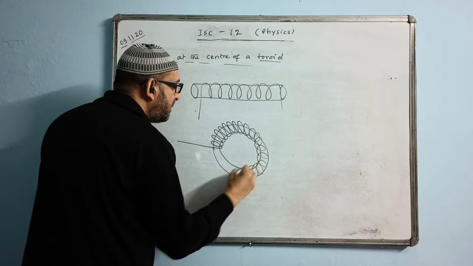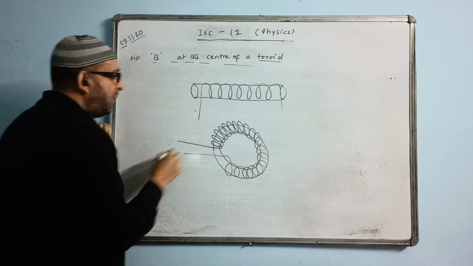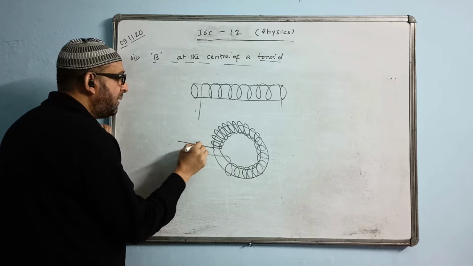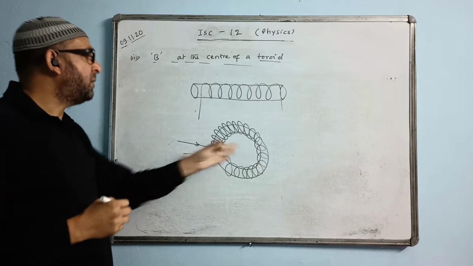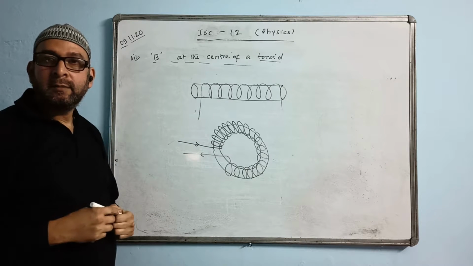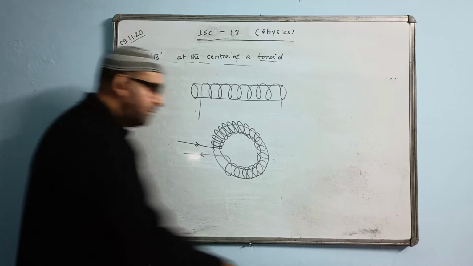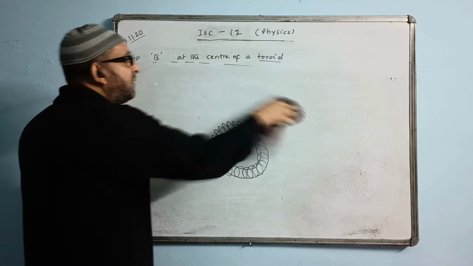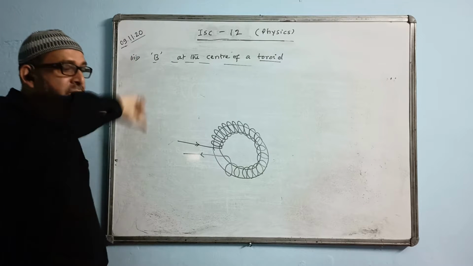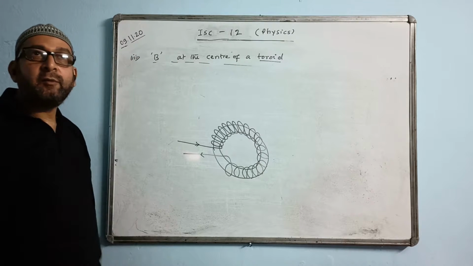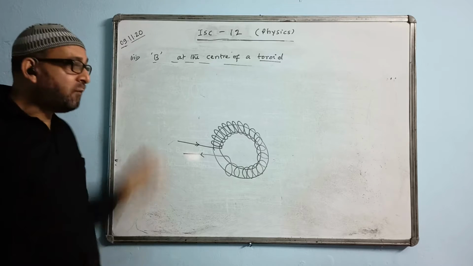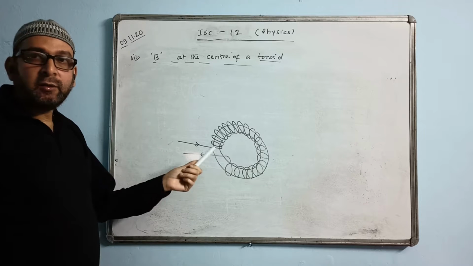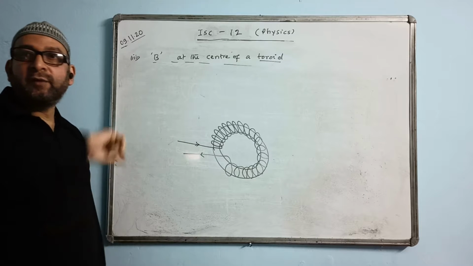Give as many turns as you can give. From one side the current will enter, from the other side it will be taken out. This is the input, this is the output. This is called a toroid. It is a kind of solenoid, but a special type of solenoid in the form of a ring. The previous one was simply a solenoid in the form of a cylinder. That is called a normal solenoid, and this one is called a toroid, in the form of a ring.